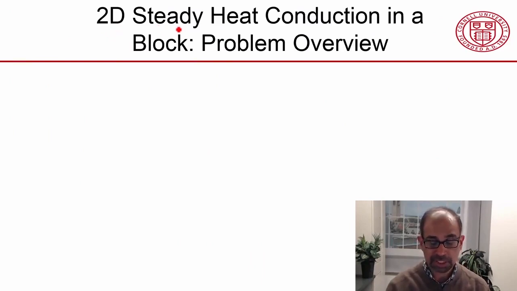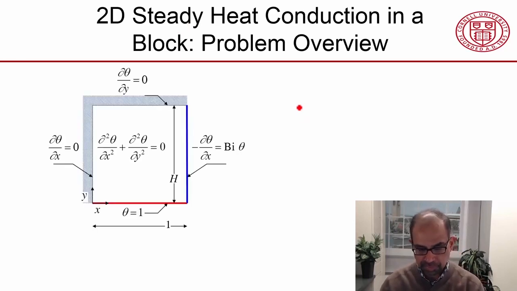And we'll say the conduction is steady, so there's no variation with time. And we have a block, and we are given the boundary value problem here, corresponding to this 2D steady heat conduction. This equation here, which is called Laplace's equation, represents the energy conservation. And this is in the absence of heat generation. There's no heat generation here.